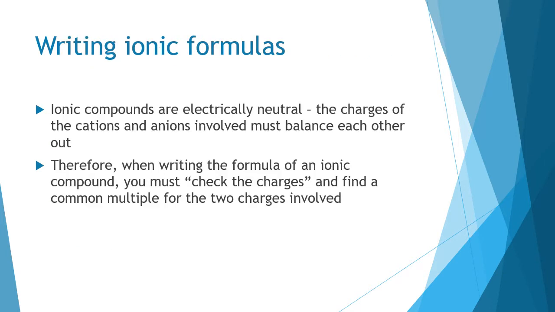Let's first look at how to write the formulas for ionic compounds, because there is a skill here that we will need in order to be able to write the names of a few select compounds. Ionic compounds are electrically neutral, as are all other compounds. The charges from the cations and anions are going to have to equal each other out, in the same way that the protons and electrons of an atom must balance out to make the atom itself neutral. So, when you write the formula of an ionic compound, there's a lot of math, if you will, involved with the charges in order to find the correct balance. So let's look at an example.